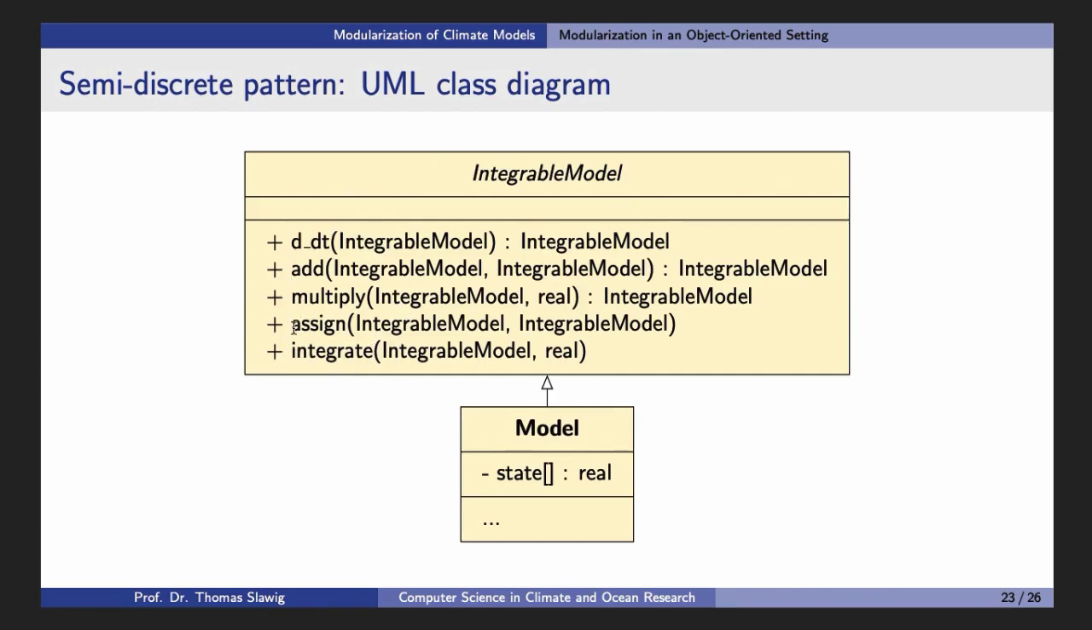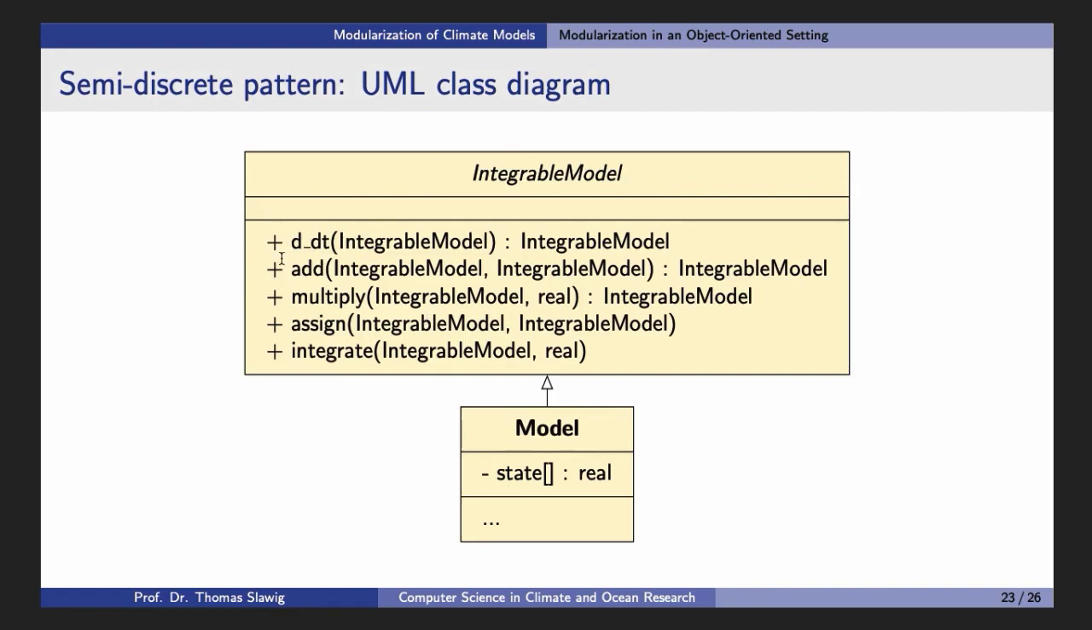And there are also some other methods defined, maybe an assign method, a multiply method, an addition method, where two models can be added, where a model can be multiplied by a real number, and assignment is possible. And there is a method which is called dt, which takes an integrable model and returns an integrable model. If you think about what happens in a one-step method, let's say the Euler method, we have y_{k+1} = y_k + delta t * f(y_k). So we need something like a multiplication by a real number, the real number being the time step. And the f is represented by what's called d/dt. It's the right-hand side of the differential equation.